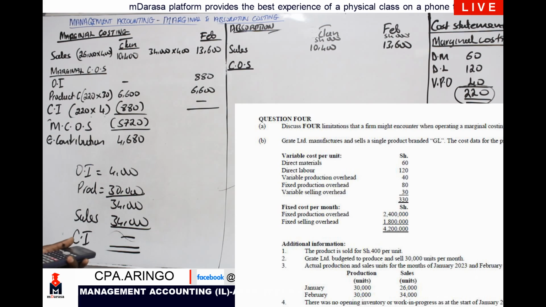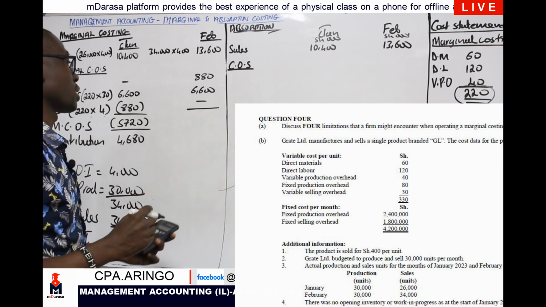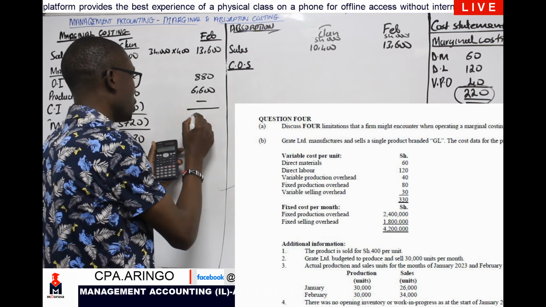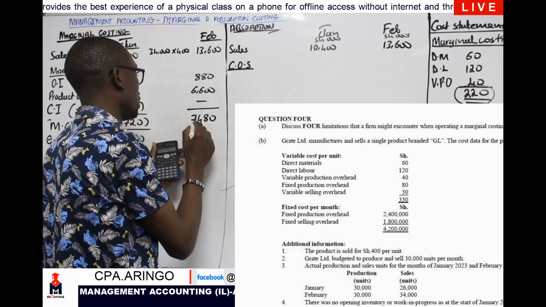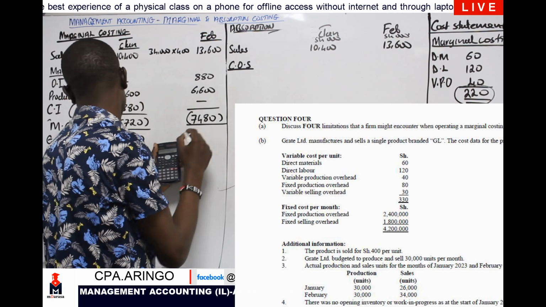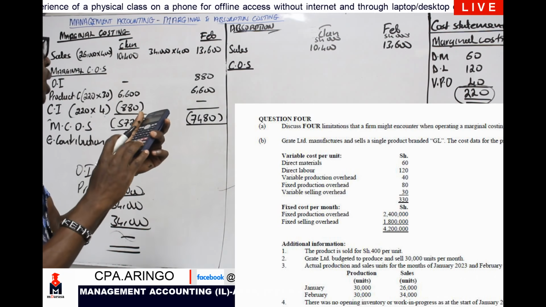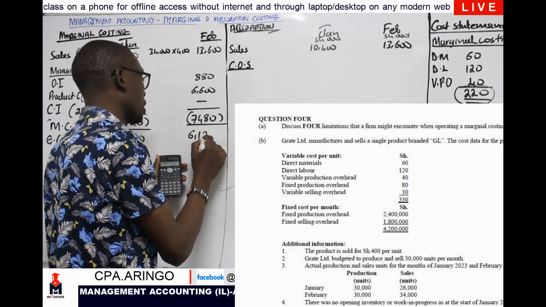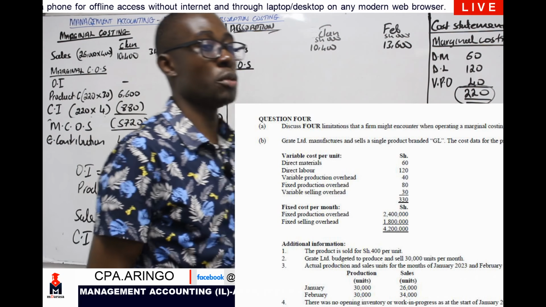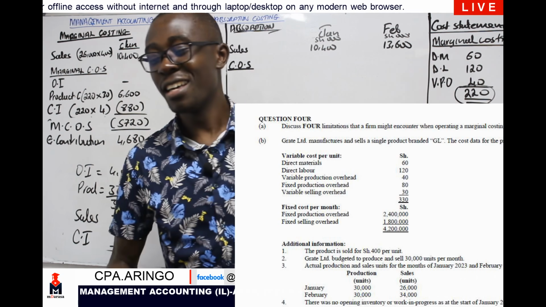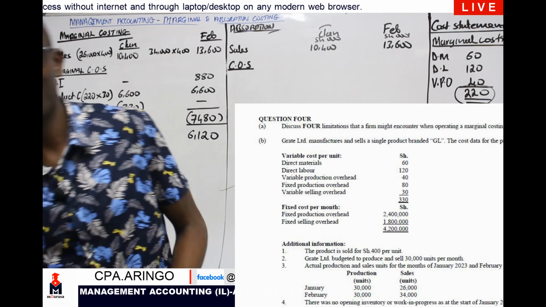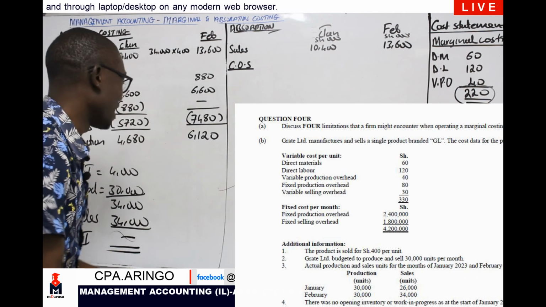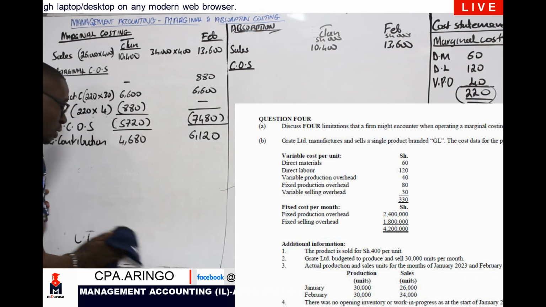So once I have that, my marginal cost of sales will be 6.6 plus 880 to give us 7480. Once I have this, I can determine our gross contribution to be 13.6 minus the answer. I'm having 6,120,000. That is our gross contribution. Kindly confirm with Mwalimu if we are getting the same answers. Did you do that? Worry not, all will be well.